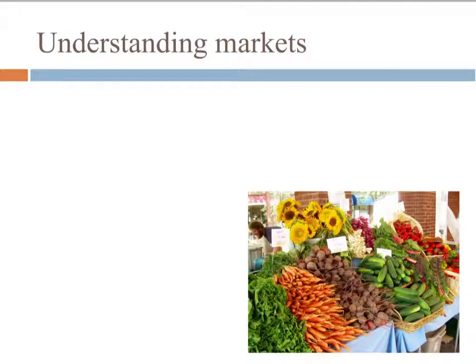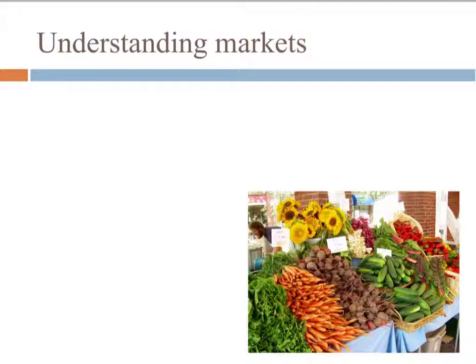So let's look at understanding markets. First of all, let's look at the different types of market. First definition we need though is what actually a market is. So it's a place or a means by which buyers and sellers come together to decide prices and exchange information.